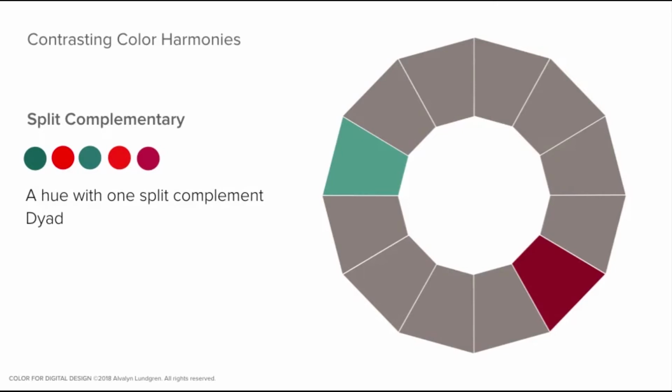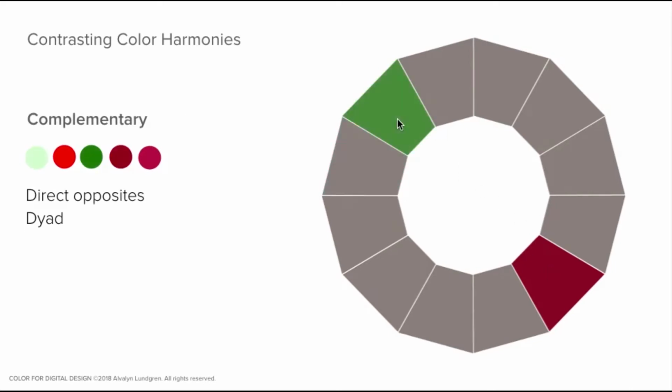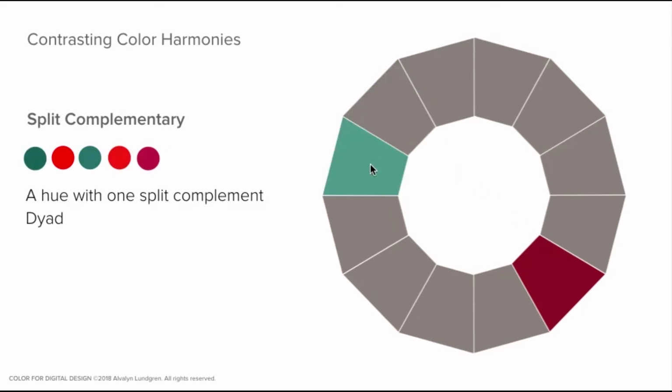So a split complementary is also a dyad, meaning it's only two hues. And it takes a hue and the nearest neighbor on one side or the other to the complement. So red's complement is green, and we saw that here. Next to green is blue-green on one side and yellow-green on the other. So both blue-green and yellow-green are split or near complements to red. But since a split complementary scheme is a dyad, we only take one of those two split complementaries. So in this case, we're showing red with the blue-green.